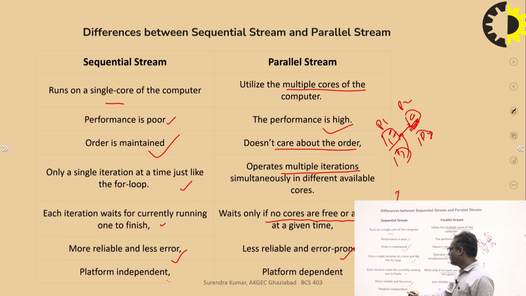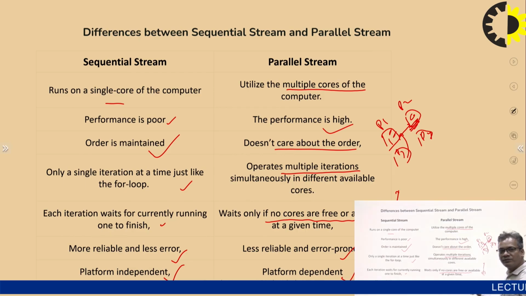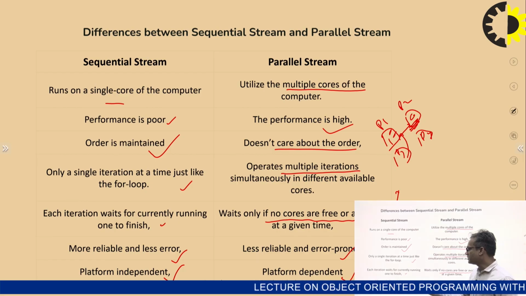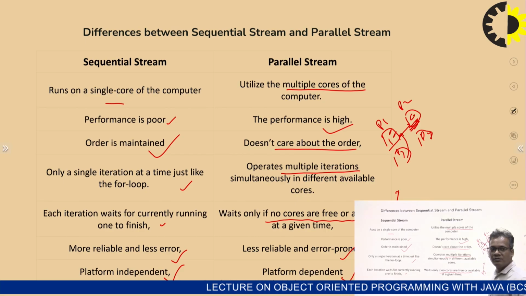ये बेसिकली प्लेटफॉर्म इंडिपेंडेंट होता है, ये प्लेटफॉर्म डिपेंडेंट होता है कि आपको यदि पैरेलल प्रोसेसिंग करनी है आपको सिर्फ मल्टी कोर चाहिए ही चाहिए. यहाँ आपको मल्टी कोर होगा तो भी कोई दिक्कत नहीं है, सिंगल कोर हो तो भी कोई दिक्कत नहीं है, काम करेगा आपका. It will work in both the conditions, whether it is single core or multi core. But here you require multi core CPU definitely.